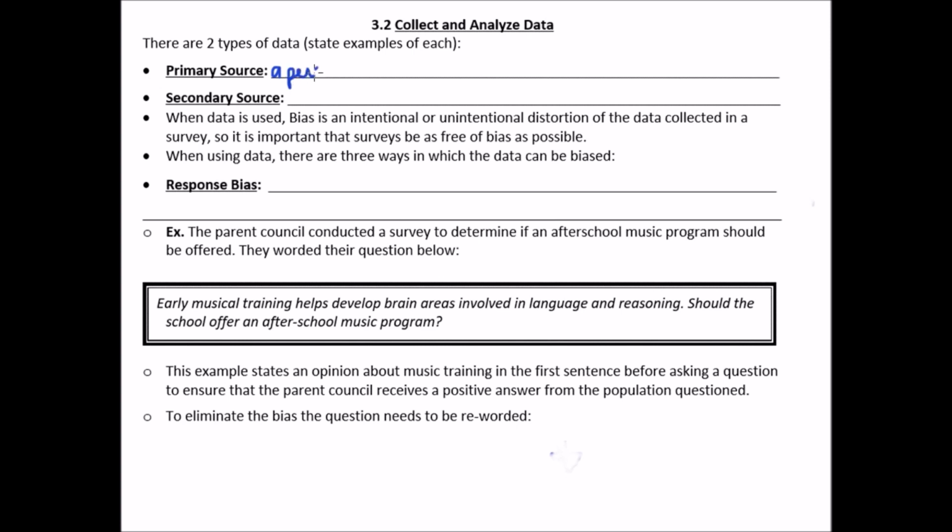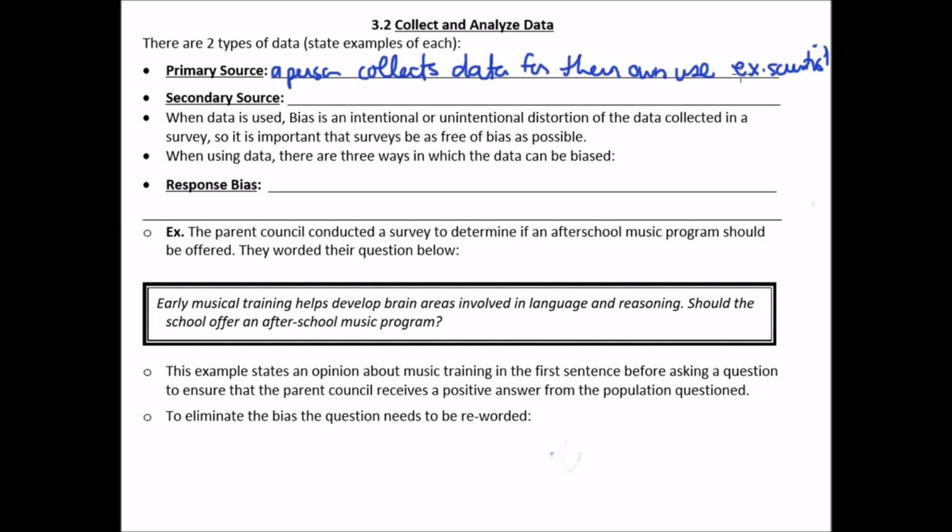A primary source is data that a person collects for their own use. An example of this is maybe a scientist or a psychologist who will conduct their own experiments and then reach conclusions.